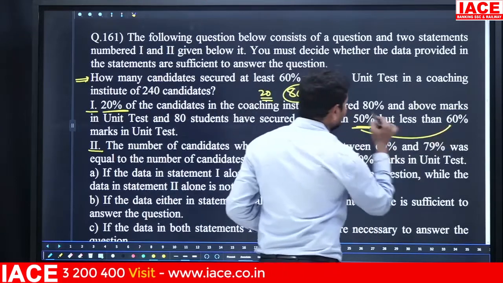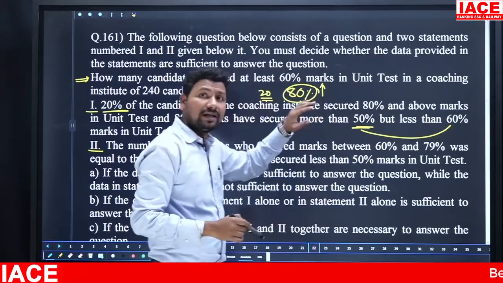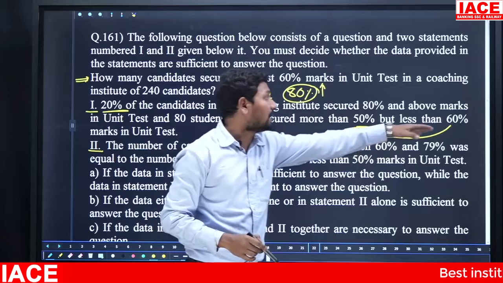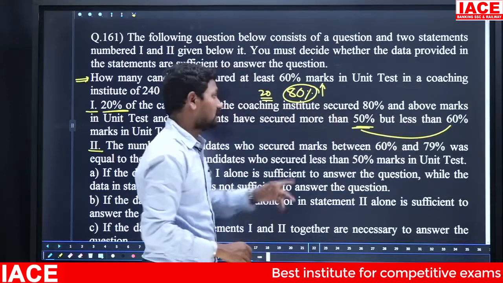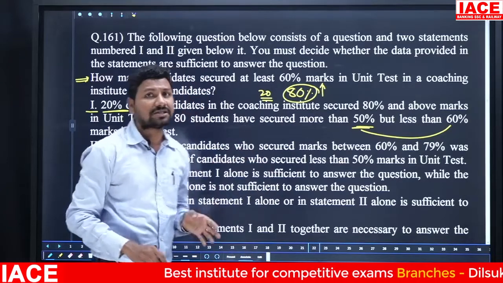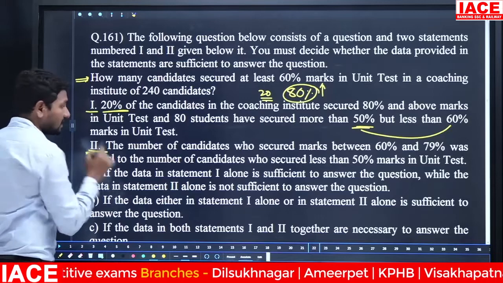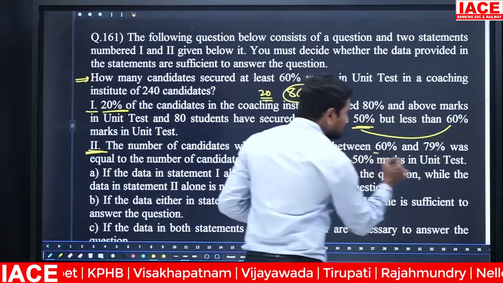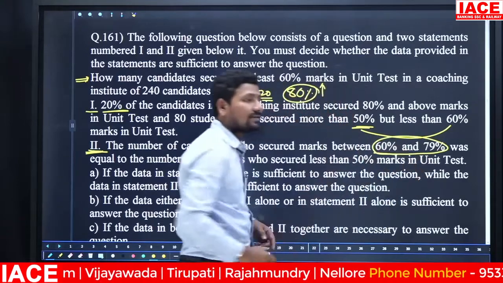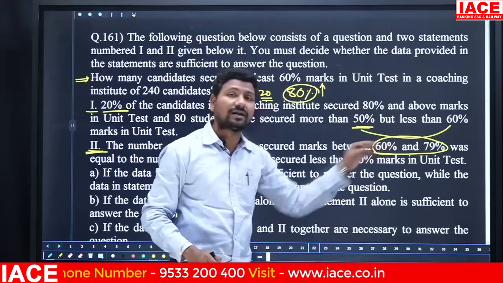The target is what? 50 and 60. This is above 80%. Then what about 80 to below 80? Below 80 up to 60, that is 61 to 79. The 61 to 79 data is not mentioned, but the data is available in the second statement. Look at the number of candidates who secured marks between 60 and 79%. The data is available for 80%, for 50 to 60, and for 60 to 79 as well.